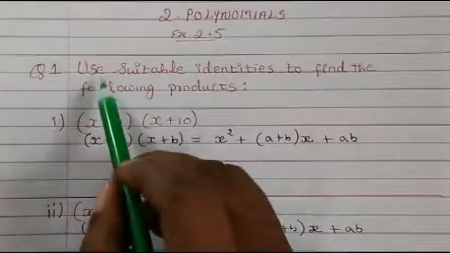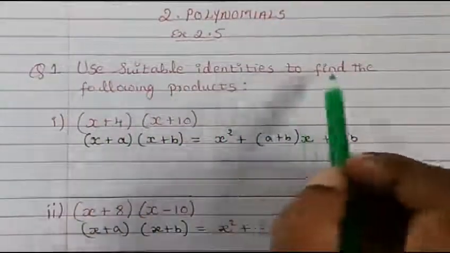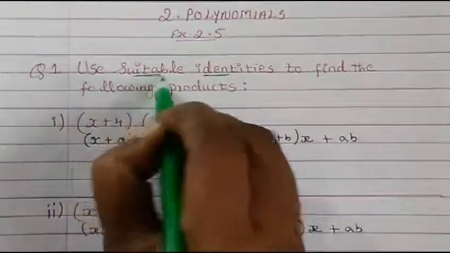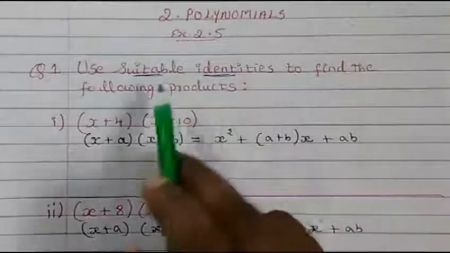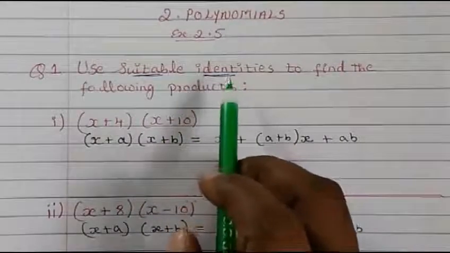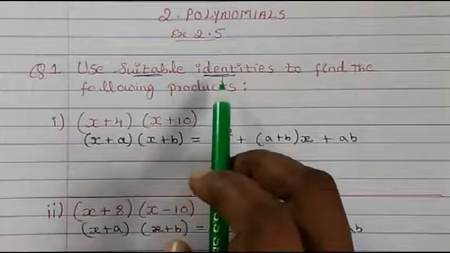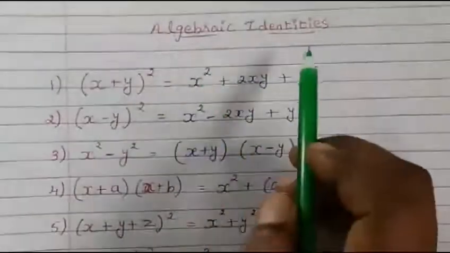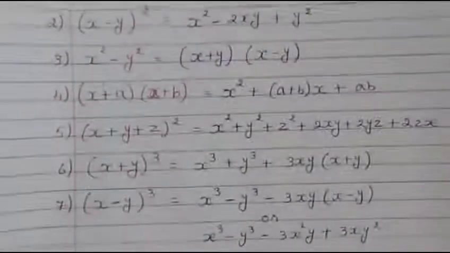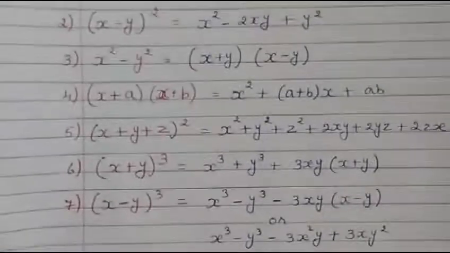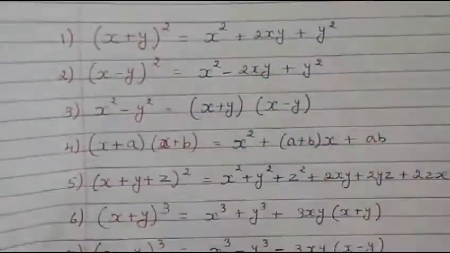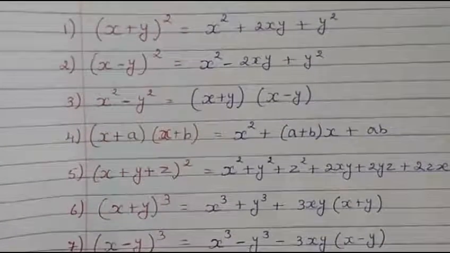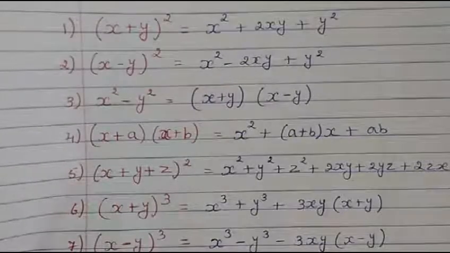What is asked is to use suitable identities to find the following products. That means we have to use the identities, the suitable ones, the ones that fit. You have studied these in your smaller classes also, and in your textbook 8 algebraic identities are given to us. You have to learn these by heart, because you should know these identities very thoroughly. Then it is easy to solve all the sums of exercise 2.5.